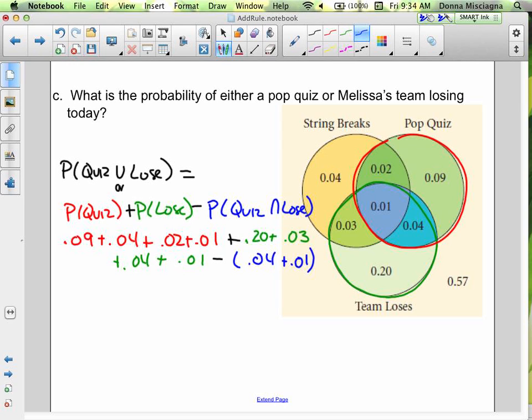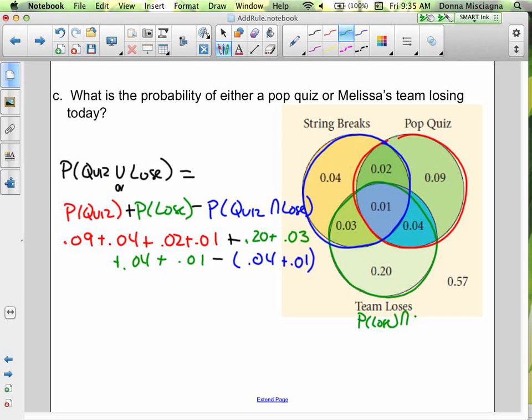So all these things have different meanings. The 0.04, for instance, here means the string breaks, but not pop quiz and not team losing. This is pop quiz, but not string break and not team losing. And this is team losing, but not string break and not pop quizzing. You can also write this like this. So this is this 0.02 here. I'll put it in green. I'll match the circle, and I'll make this one blue, just to make this clear. So this 0.02 here means the probability of lose and, no, it would be and, I'm sorry, and not. So probability of lose and not break.